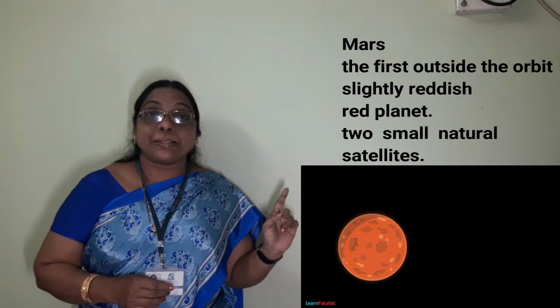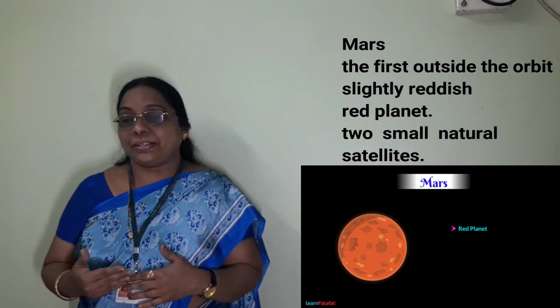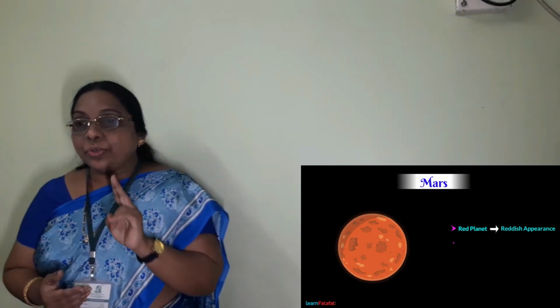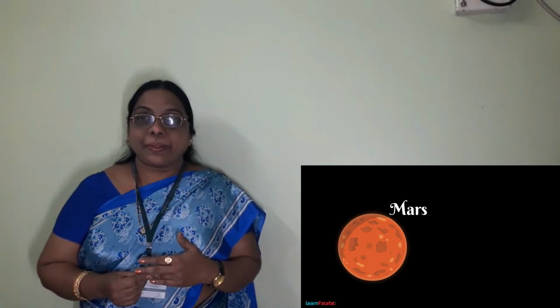This Mars appears slightly reddish in color. That's the reason it is also called the red planet. It has two small natural satellites, whereas the Earth has only one moon. So outside of the Earth, this is the first planet, it is reddish in color, so it's also called the red planet, and it has two small natural satellites. That's all about Mars.